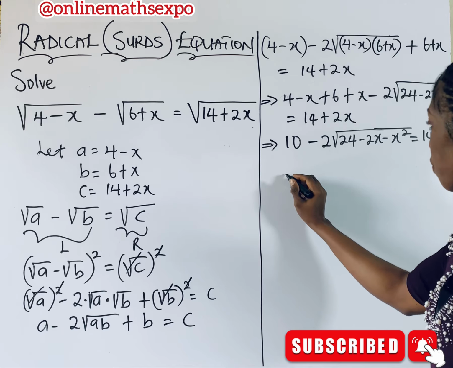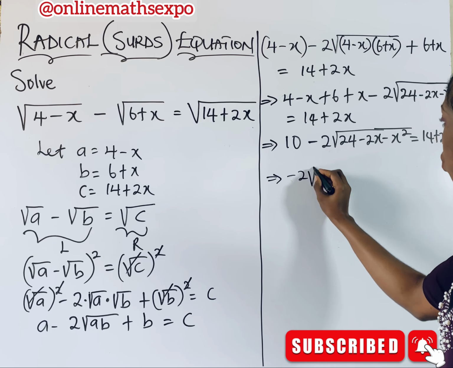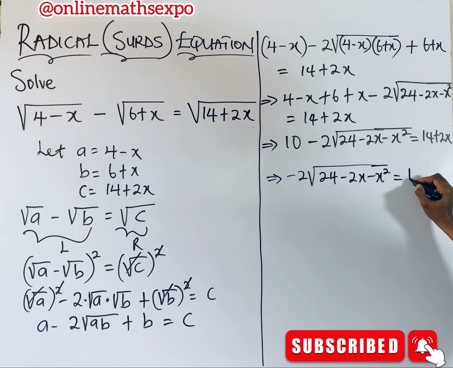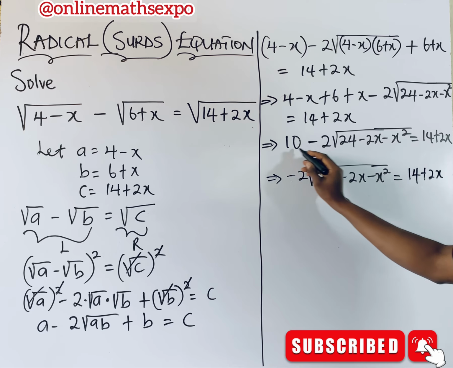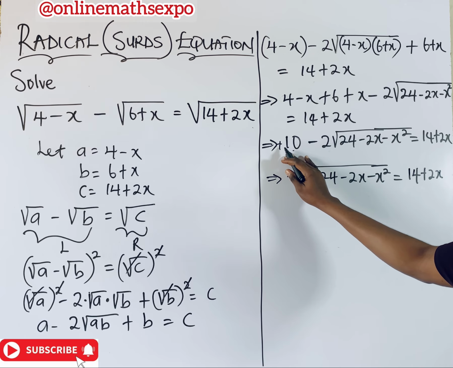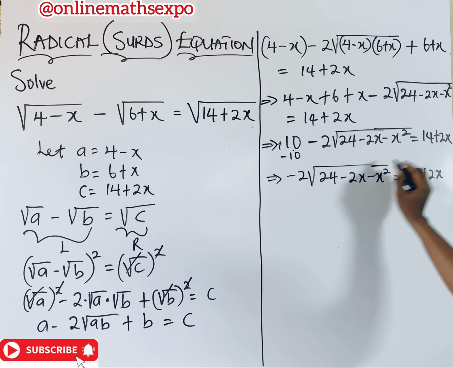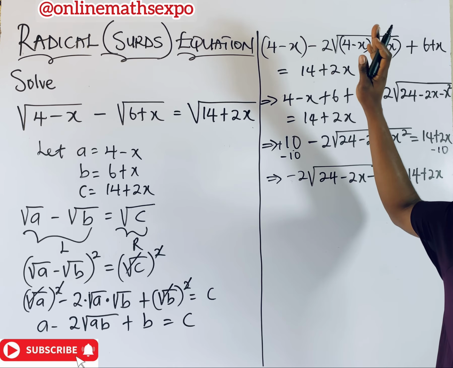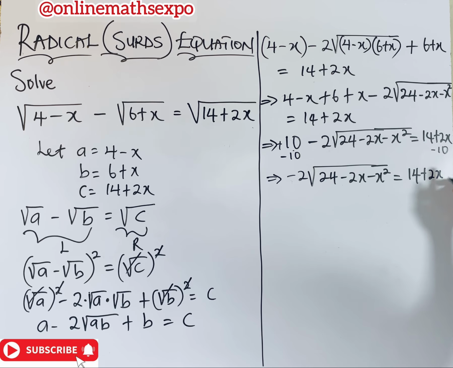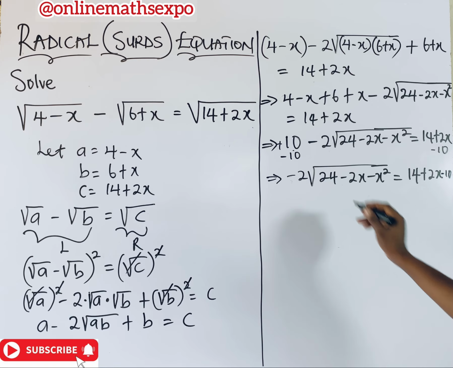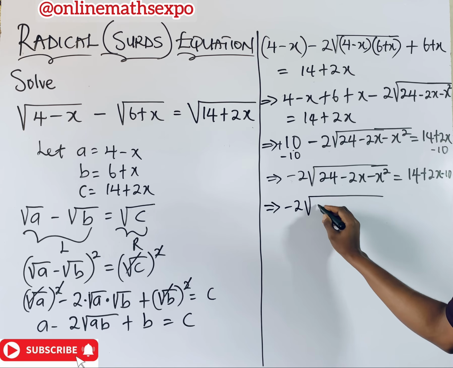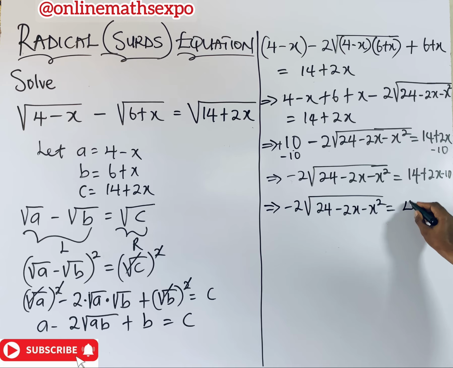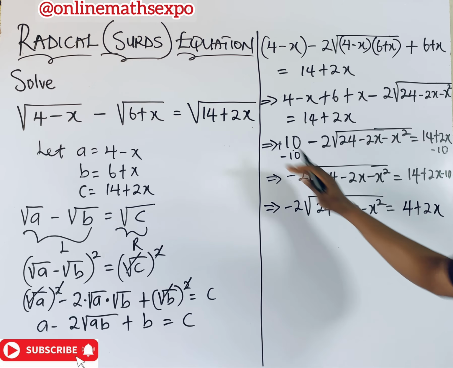We can now have negative 2 root 24 minus 2x minus x squared is equal to 14 plus 2x. This 10 is positive. To remove it, you subtract from both sides. So you subtract 10 here and also subtract 10. Okay? So in that case, when you subtract, it's gone. Then you now have 14 minus 10, did you see that? So we're going to have negative 2 root 24 minus 2x minus x squared is 14 minus 10, which will give us 4 plus 2x.